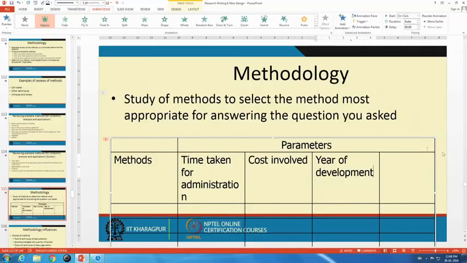If there was a method that was developed, say, to be used before the internet invaded our lives, I'm talking specifically about the social sciences, that may not be very applicable here. The year of development could be one criterion. Again, you would have different criteria depending on what you're doing. Okay, and then you could have reliability, and you could add as many columns.